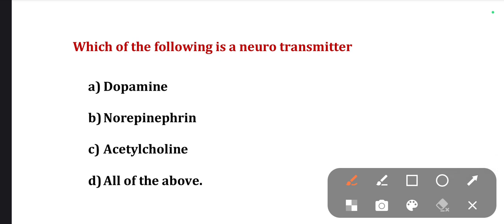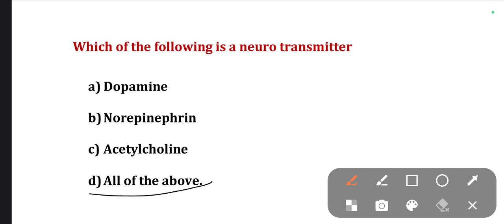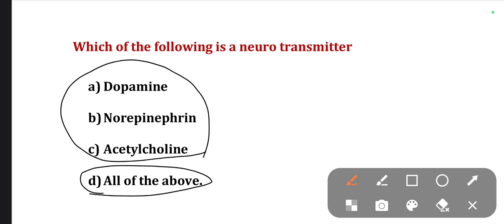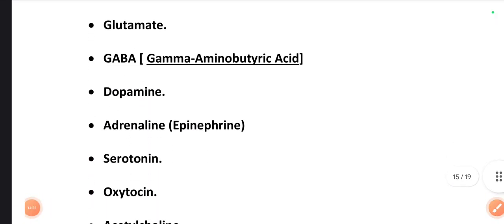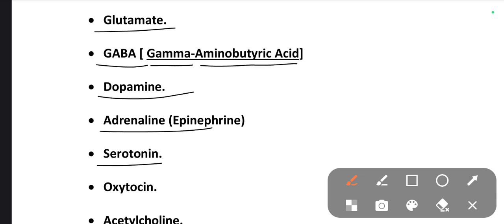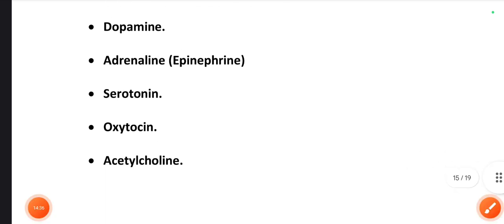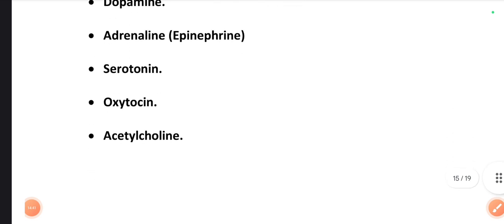The next one is which of the following is a neurotransmitter? Options are dopamine, norepinephrine, acetylcholine, all of the above. The right one is all of the above. So these three are the neurotransmitters. There are some other neurotransmitters we will see: glutamate, GABA, which is nothing but gamma aminobutyric acid, dopamine, adrenaline, serotonin, oxytocin, and acetylcholine. So these are some neurotransmitters.